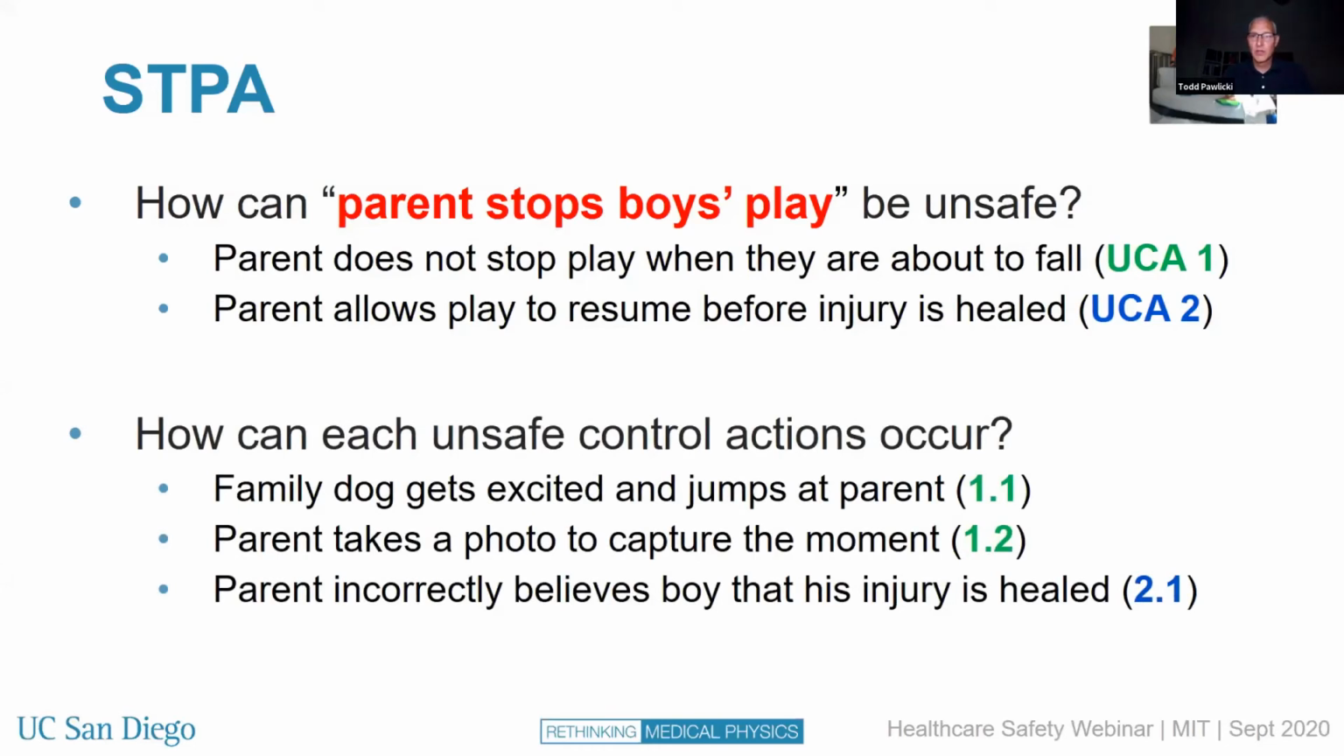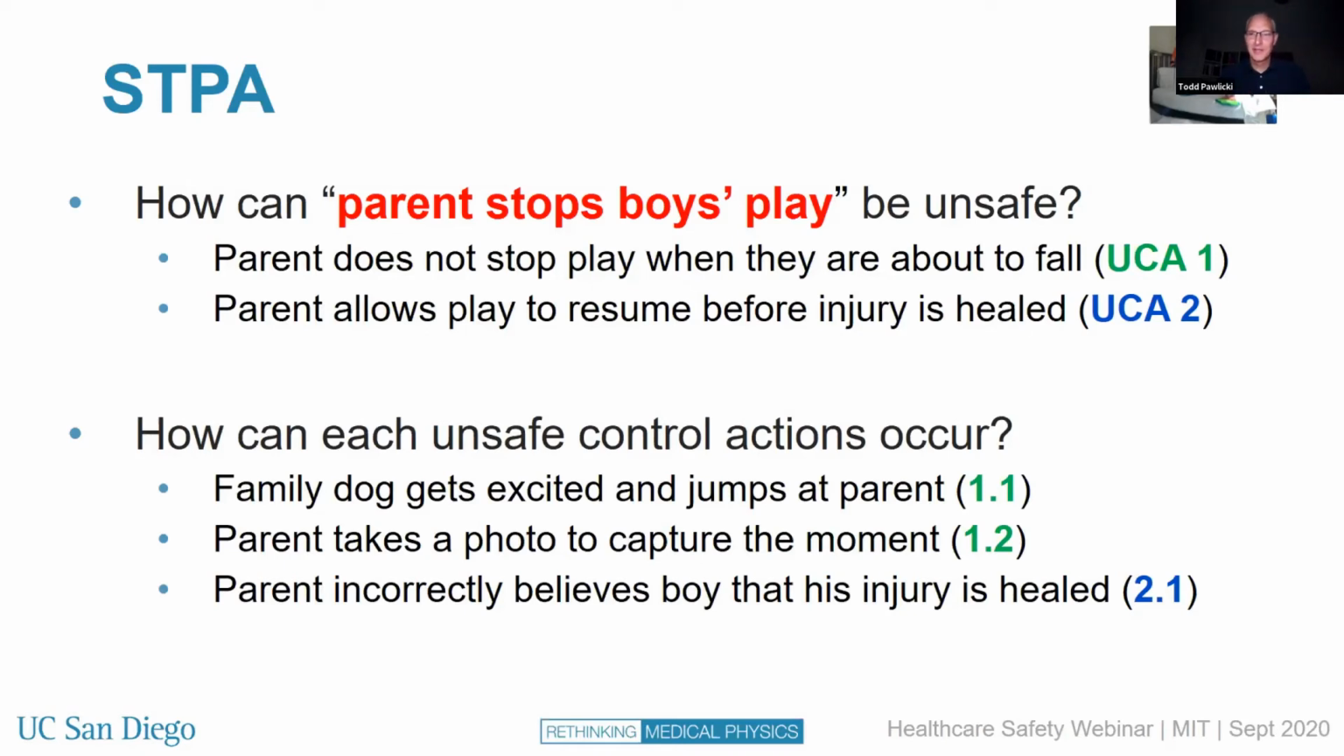So for the first unsafe control action, you could have a family dog that gets incited and jumps at the parent, distracts the parent, and the parent's not able to stop the play. Or as we see here, the parent takes a photo to capture the moment, which also could distract the parent.